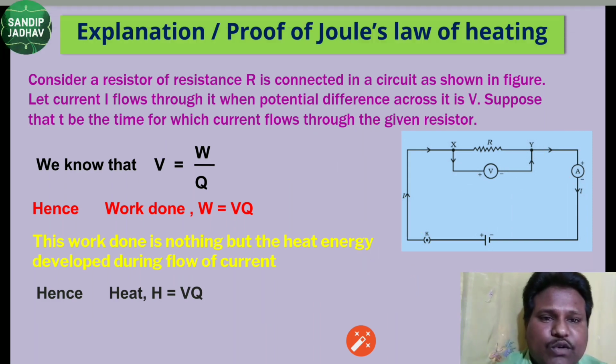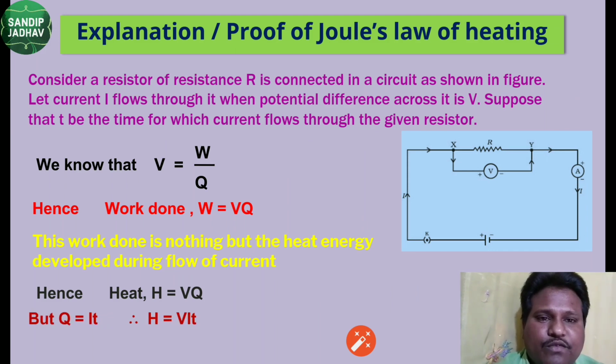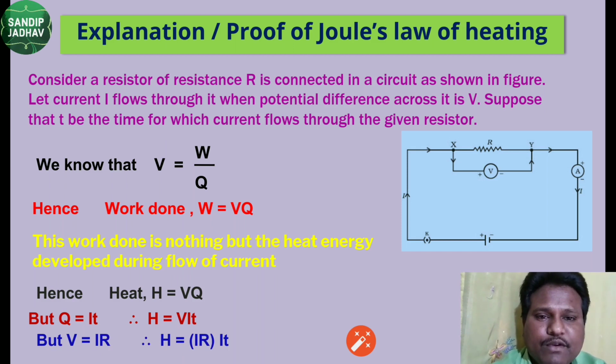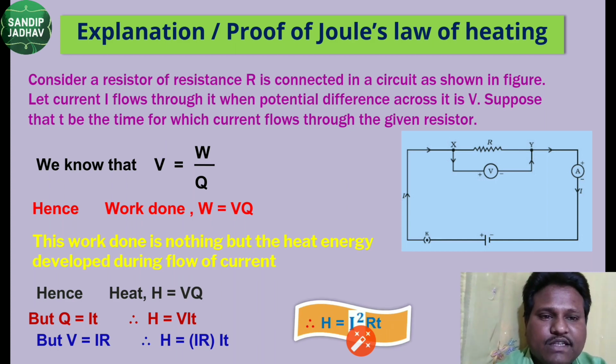So let's see what we get if we use all these equations. H is equal to VQ, and instead of Q we can write IT. That is the definition of electric current, the rate of flow of charge, I is equal to Q by T. So we will get H is equal to VIT. And again if we put in Ohm's law, V is equal to IR, in H we can write IR into IT. So I into I becomes I square, and we get the final relation H is equal to I square RT.